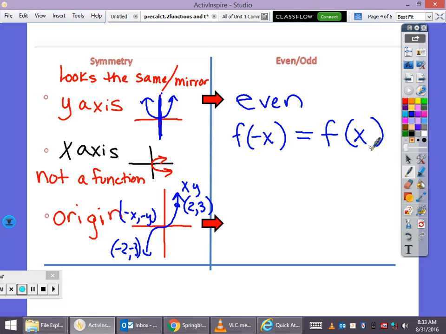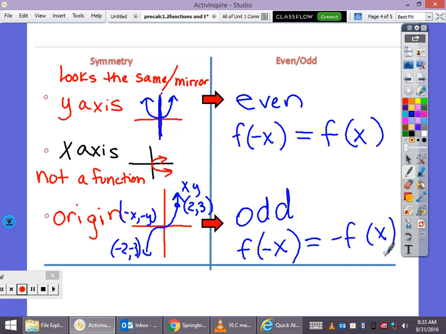Okay, origin is going to be odd. And what that looks like algebraically is when I do the flip, my function also flips. Okay? I'll take a moment. Good. And the next one you guys should all know, but we're going to write it anyway.